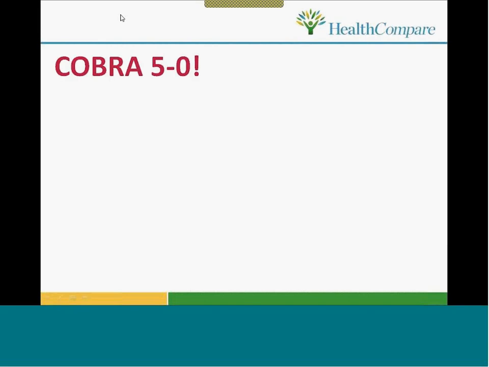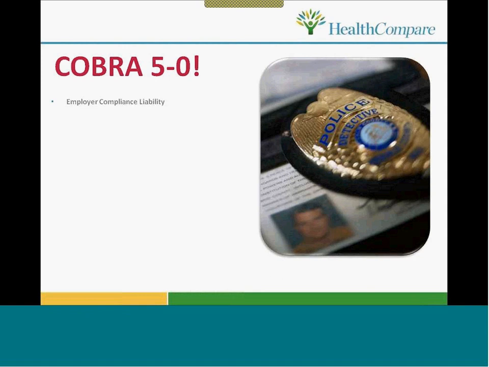Let's talk about the COBRA police. We talked earlier about the police. That's the Department of Health and Human Services. Who enforces COBRA? That's 2 agencies. The IRS, the Internal Revenue Service, and the Department of Labor. The IRS is involved because COBRA regulations fall under Treasury codes. The IRS oversees those regulations. The Department of Labor is involved to help ensure compliance, document compliance. So both agencies are involved when dealing with enforcement of COBRA law.